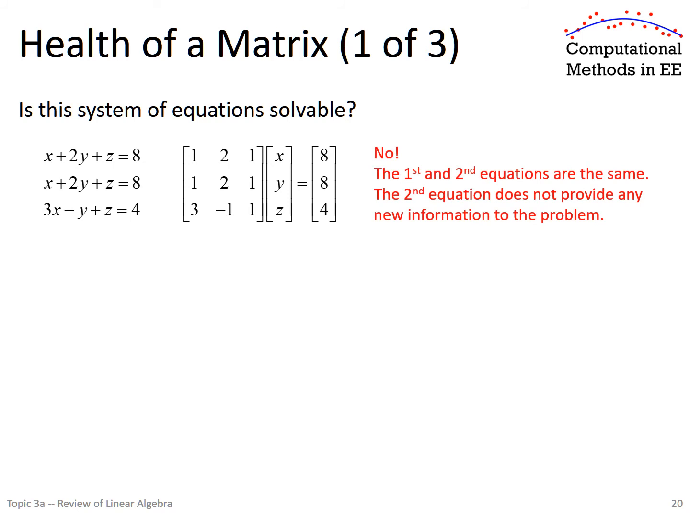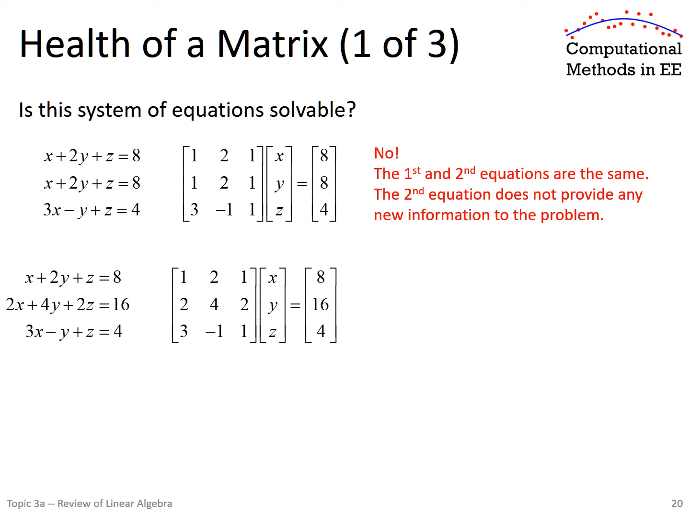This is not a solvable system of equations. That's because the first equation and the second equation are the same equation. So effectively, we really only have two equations here. That first or the second equation is not providing new information. To solve this, we need three equations that are all providing new information.